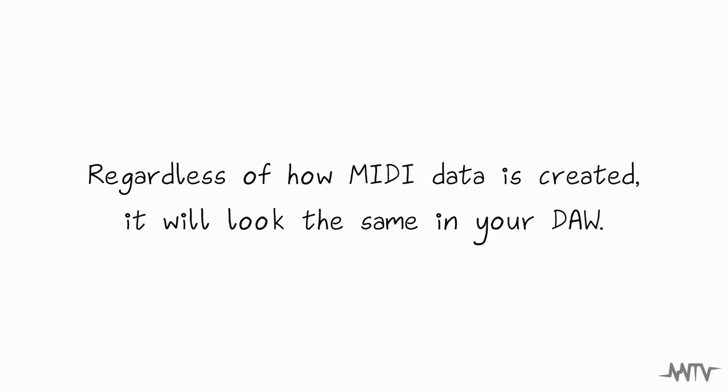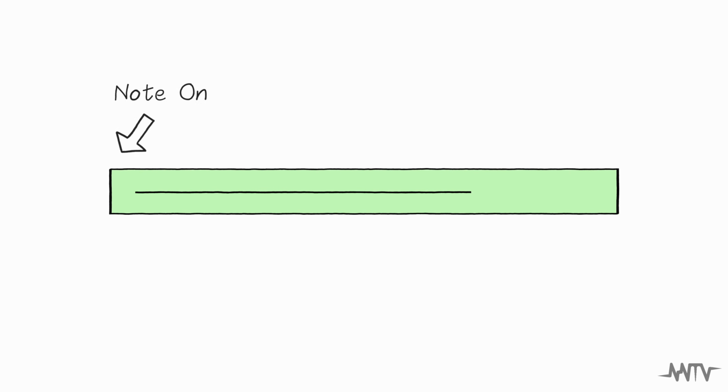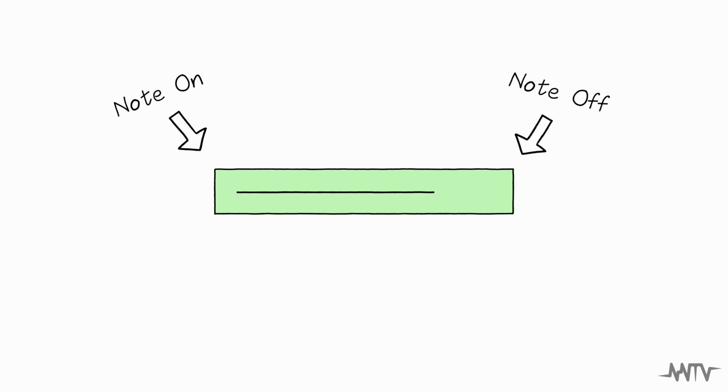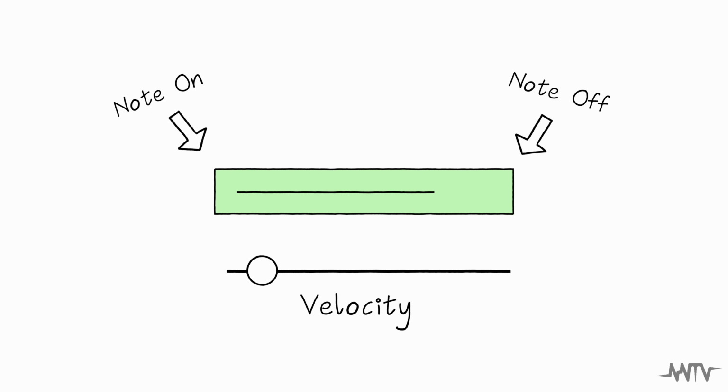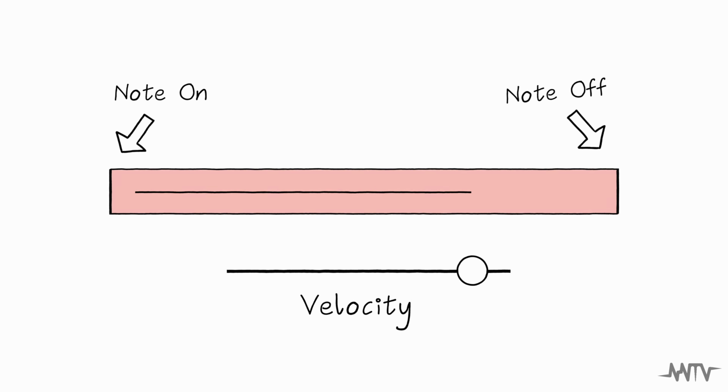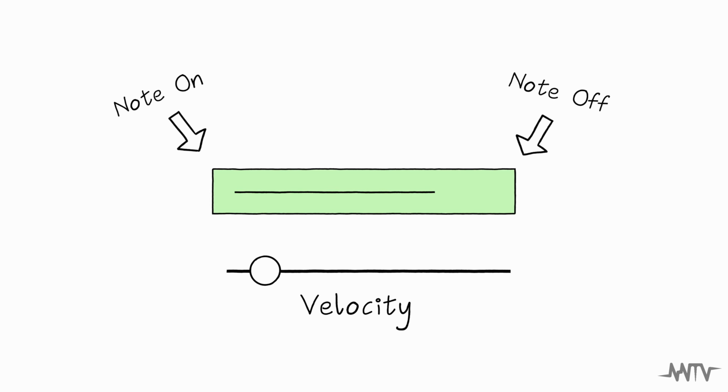Regardless of how MIDI data is created, it will look the same in your DAW. For example, note duration is determined by the arrival of note on and note off messages, and intensity, or dynamic, of each note, is expressed in a parameter called velocity. These two parameters, note duration and velocity, represent MIDI data in its most basic form.